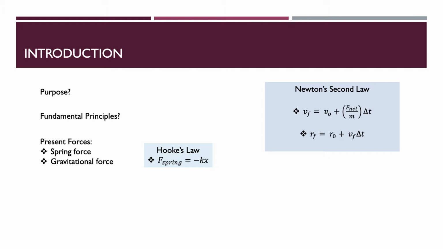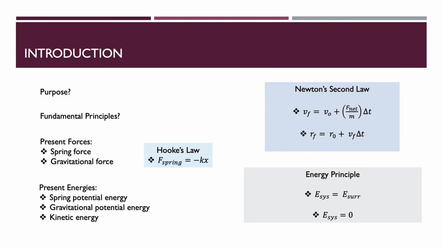The second fundamental principle is the energy principle. The energy principle states that the energy of the system is equal to the energy exerted by the surroundings. However, by setting our system to include the mass, spring, and the Earth, the energy from the surroundings will be equal to 0. The energies present in our system are the spring potential energy, gravitational potential energy, and kinetic energy. In this lab, we will prove that the total energy of the system is in fact equal to 0.